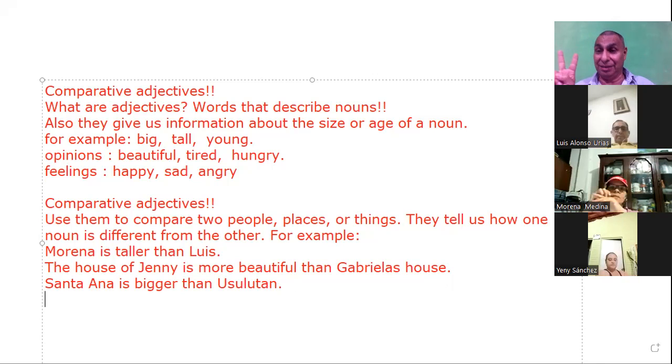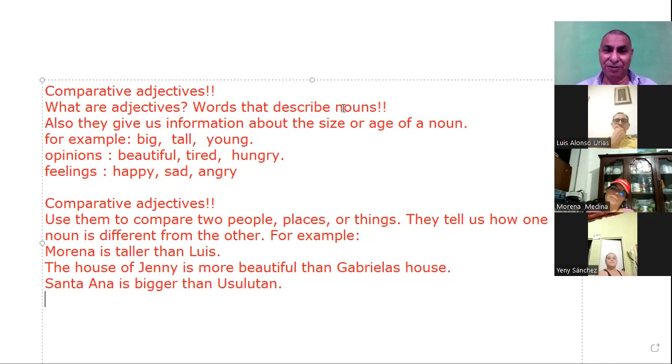lo que quiero que entiendan son dos cosas. Una es que los comparative adjectives me sirven para compare people, places, and things. Y la otra es que los comparative adjectives tell me how one noun is different from the other one. Esas son las dos cosas. Para eso los uso, ¿ok? Para comparar cosas, lugares y personas. ¿Estamos bien ahí?